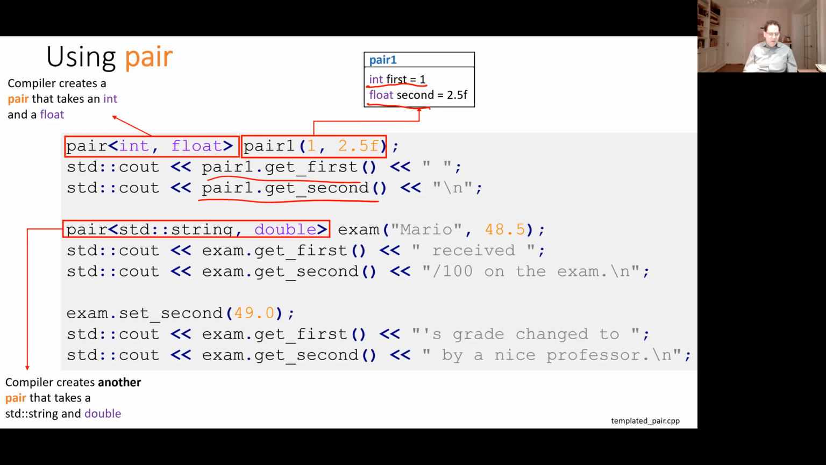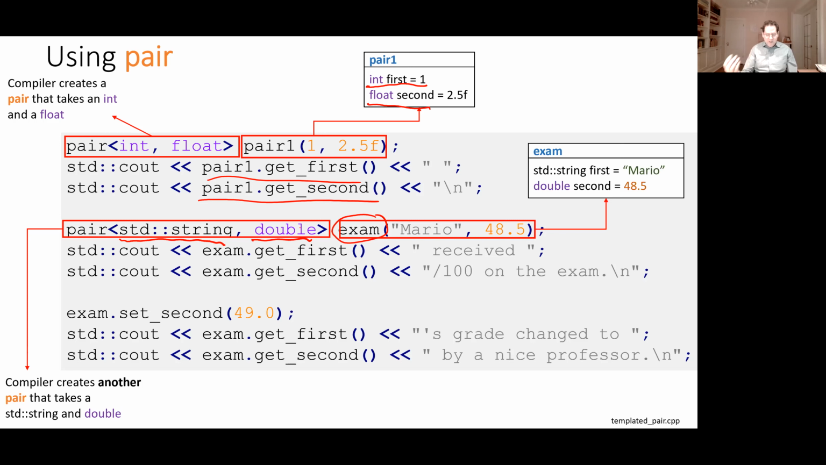And we can basically do things like print out their values and so on. Okay, this line is making a new object called exam. All right. It is also using the recipe pair, but it is a different kind of object. It's an object of class pair, but it's got a string for its first member variable and a double for its second.